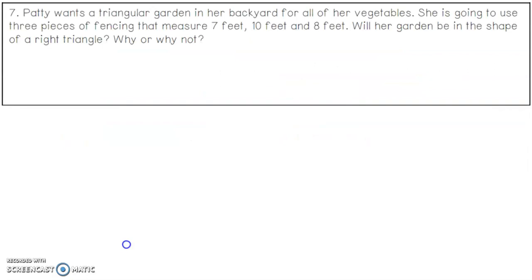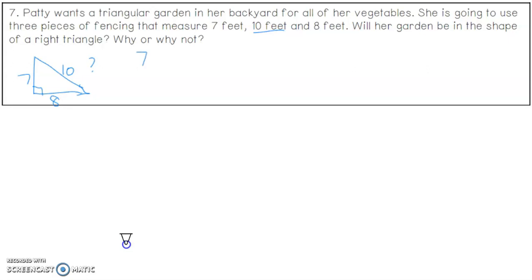Patty wants a triangular garden in her backyard for all of her vegetables. She's going to use 3 pieces of fencing that measure 7 feet, 10 feet, and 8 feet. Will her garden be in the shape of a right triangle? So my longest side would be 10. I'm just going to draw myself a picture here. If it's a right triangle, it looks something like this. It would be a 90-degree angle. So we're trying to figure out, is that true?